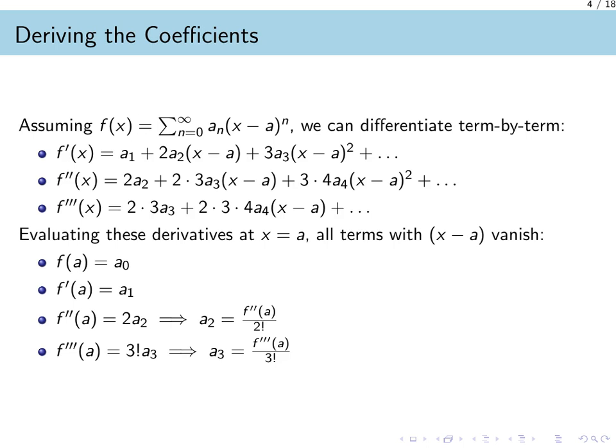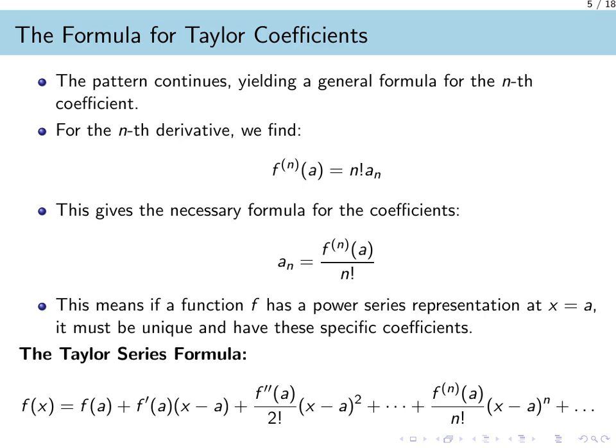The pattern becomes clear with the third derivative. At x equals a, we get f triple prime of a equals 2 times 3 times a sub 3, which is 3 factorial times a sub 3. Solving for the coefficient, a sub 3 is f triple prime of a divided by 3 factorial. Thus, each coefficient is determined by the corresponding derivative of the function evaluated at the center point. This process of repeated differentiation reveals a general formula for calculating any coefficient in a function's power series.